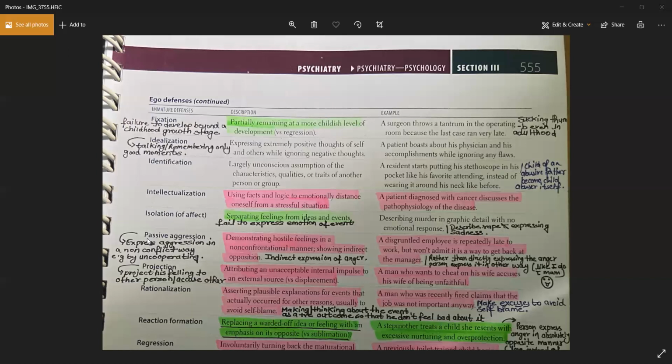Then you have the passive aggression. Okay, when a patient expresses his feeling in a non-hostile way, instead of directly confronting that feeling, they start doing things which will annoy the other person. So basically, expressing the anger in an indirect way, rather than telling them directly their feelings.